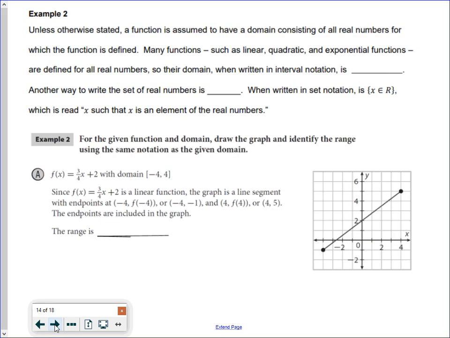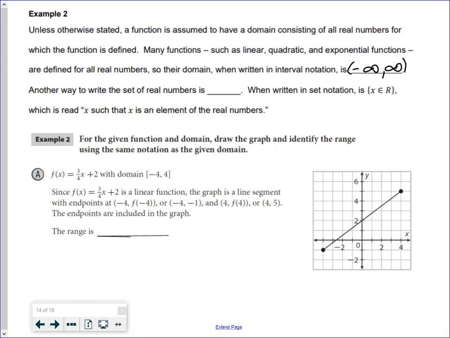All right, we're going to speed this up a bit. This video is long enough as it is. So this is the last slide that we're going to be going over. And what we're saying here is, unless otherwise stated, a function is assumed to have a domain consisting of all real numbers for which the function is defined. Unless the function doesn't include it, the x value of the domain will be all real numbers. Many functions, such as linear, quadratic, exponential functions, are defined for all real numbers. So the domain, when written in interval notation, is negative infinity to positive infinity.